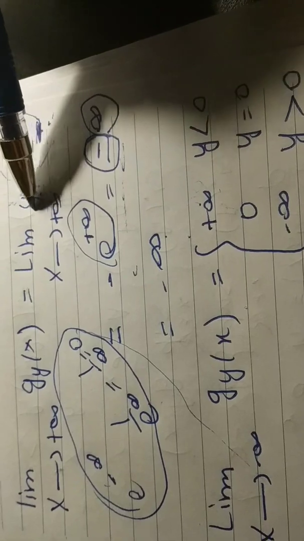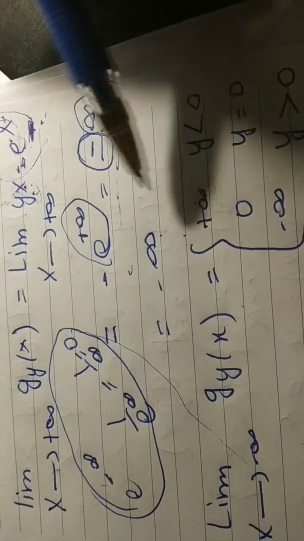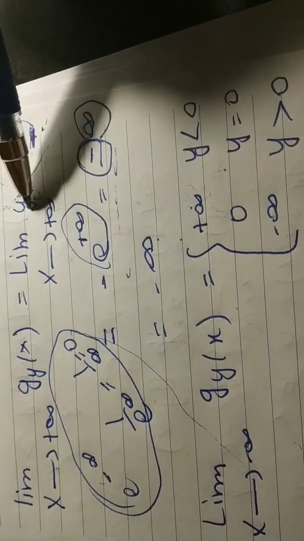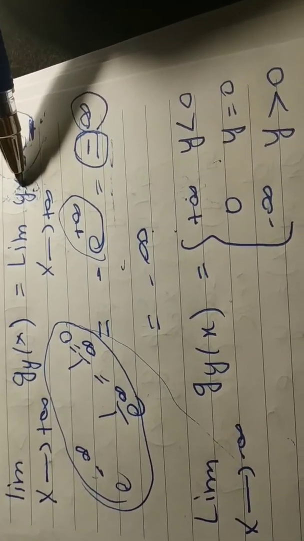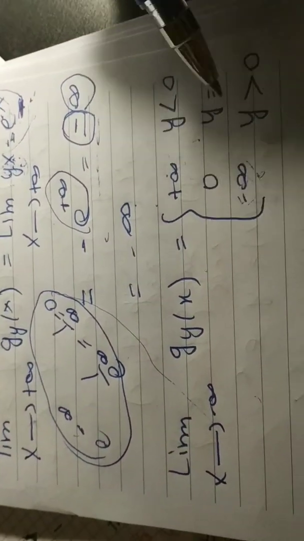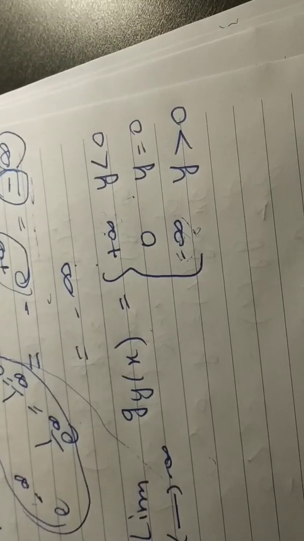If y is 0, then it becomes 0, minus 0 is equal to 0. And if y is a positive value and x has a negative value, then positive times negative becomes negative, so it becomes negative infinity. We can make the following conclusion.